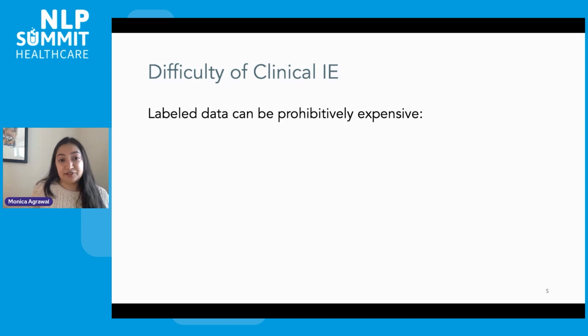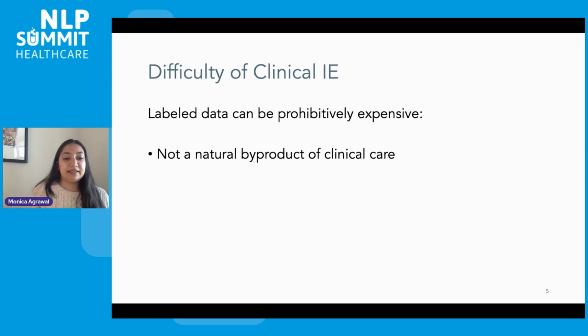However, clinical information extraction with NLP has largely been quite difficult because labeled data can be prohibitively expensive. And this is for a few different reasons. First, labels in clinical NLP are not a natural byproduct of clinical care, the way they often are for fields like medical vision. And as a result, these labels have to be created as part of a separate process. Creating labels for tasks like this requires a significant amount of domain expertise. So it's not something that, for example, could be done by third parties without clinical knowledge.